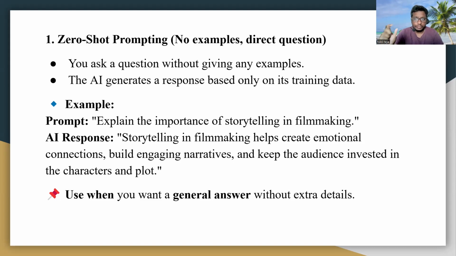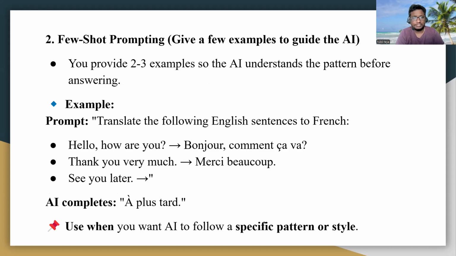Vice, it will be giving the response as per the question, a general response. Use it when you want a general answer without extra details. So zero shot prompting is used for general purposes. If you want to know general answers or general responses, it won't give any extra details. It will be giving only general details.